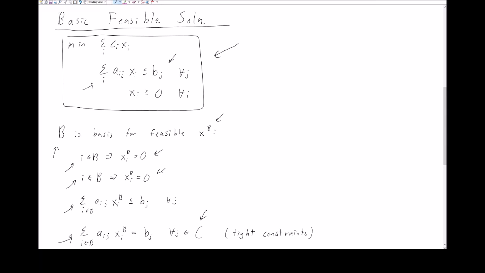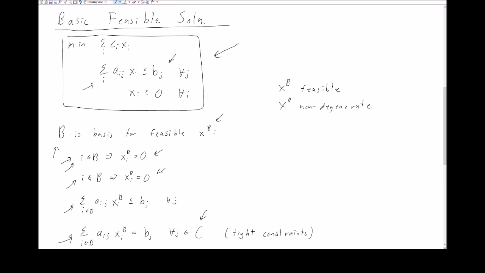To simplify our life, we're making a few assumptions about our basic feasible solution. First, XB is feasible. Second, XB is going to be non-degenerate. By non-degeneracy, we mean that whenever we have an index inside of the basis, it's going to have a strictly positive value. This is going to be important in our proof.